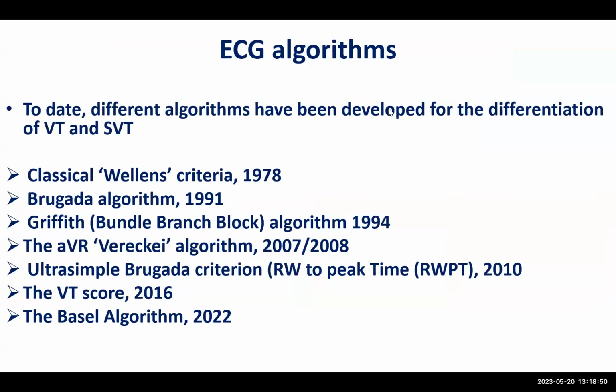The ECG algorithms have been developed over the past 45 years, and the aim is to facilitate the diagnosis and differential diagnosis of VTAC and supraventricular tachyarrhythmias. It started with Wellens criteria in 1978, then the Brugada algorithm in 1991. Then we have the bundle branch block or Griffith algorithm in 1994. The aVR algorithm was published initially in 2007 and modified in 2008. The ultra simple Brugada criteria in 2010, or the R wave peak time in 2010. Then we have the VT score in 2016 and the Basel algorithm in 2022.